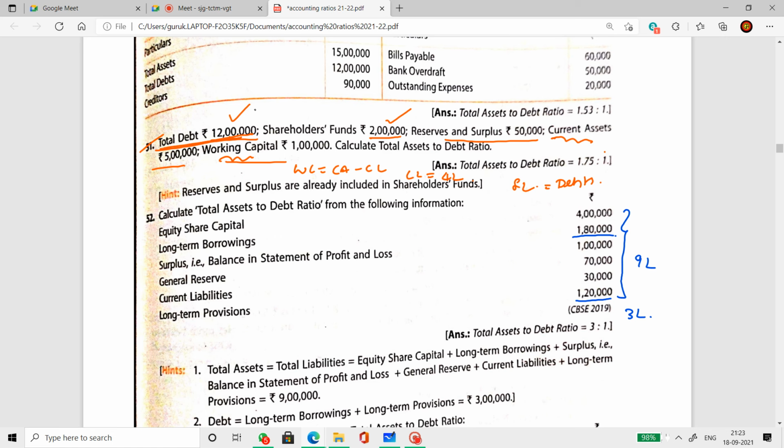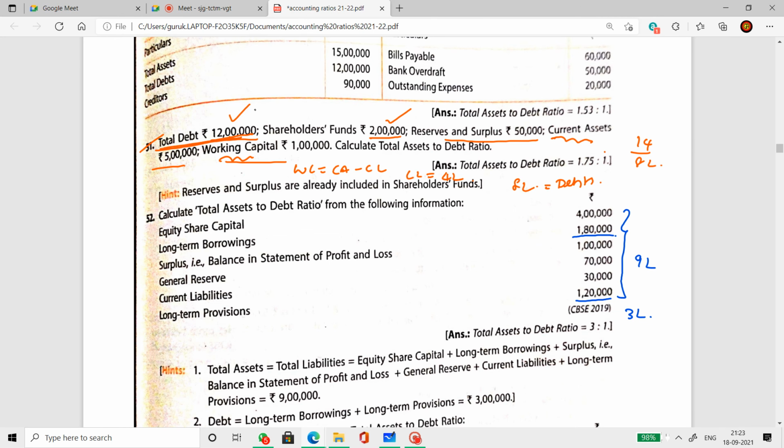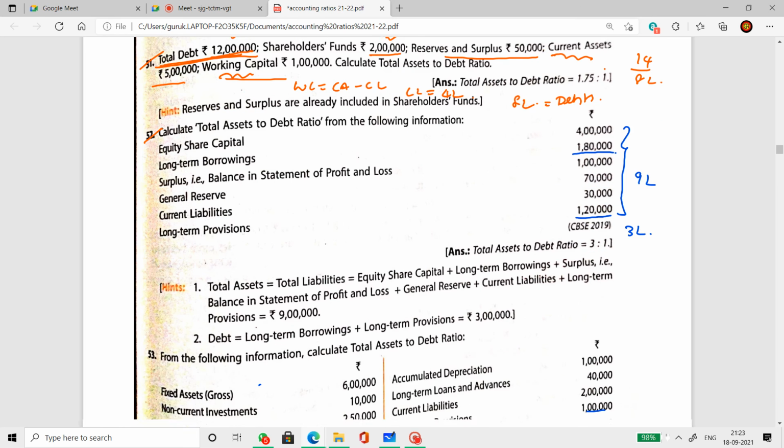And reserves and surplus is already part of shareholders fund. So don't add it again. So 12 lakhs plus 2 lakhs, 14 lakhs will be the total of asset side. So 14 divided by 8 will get 1.75 is to 1 for the 51st one.